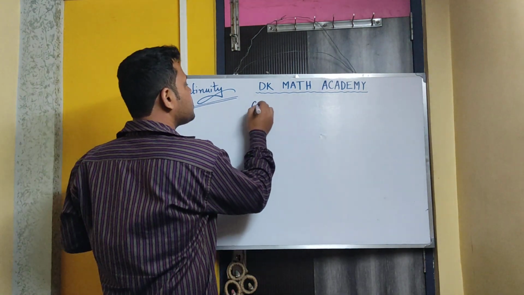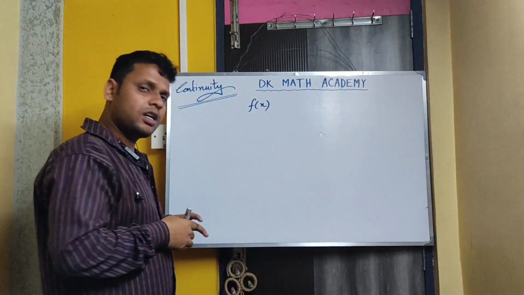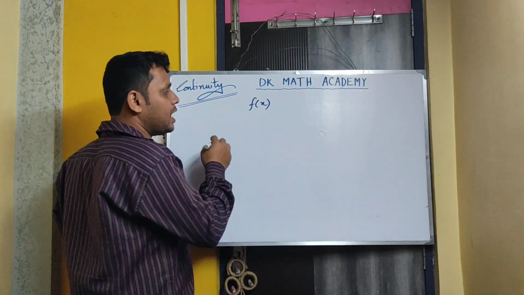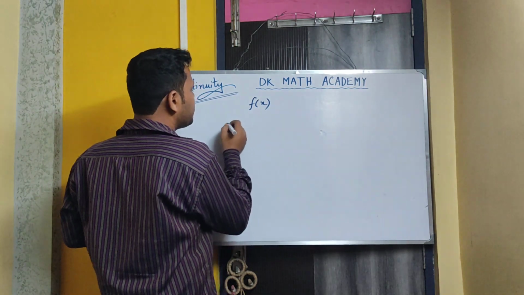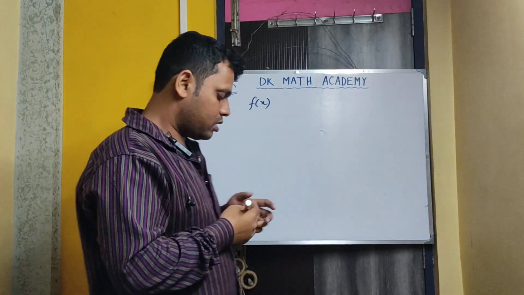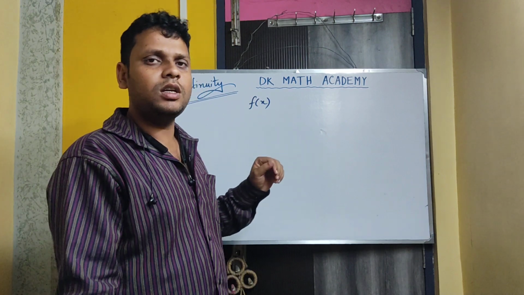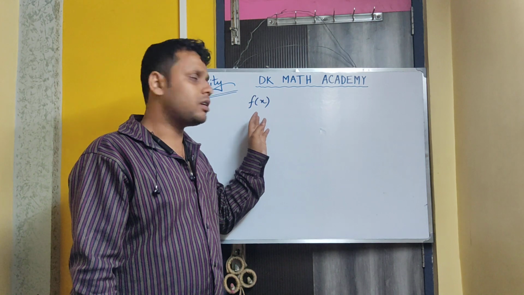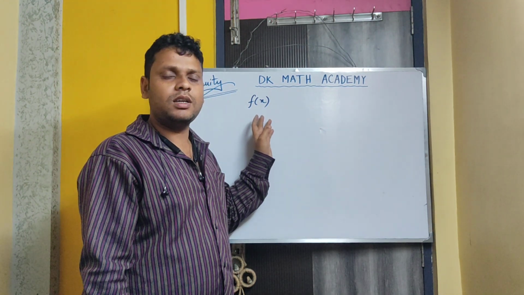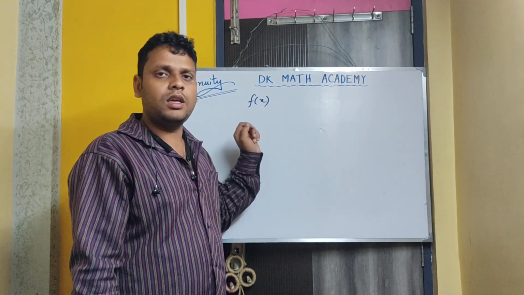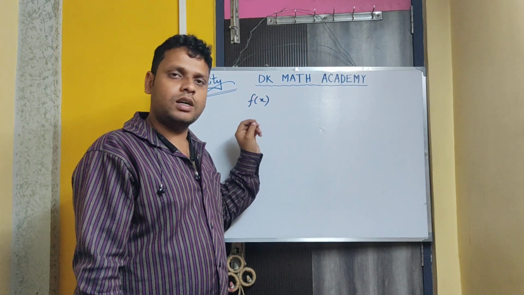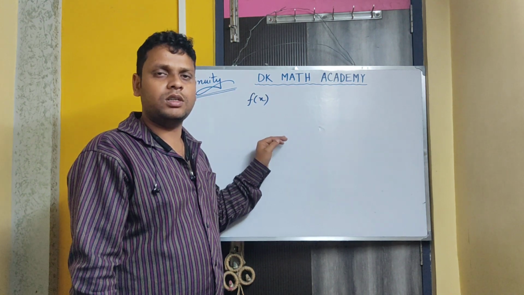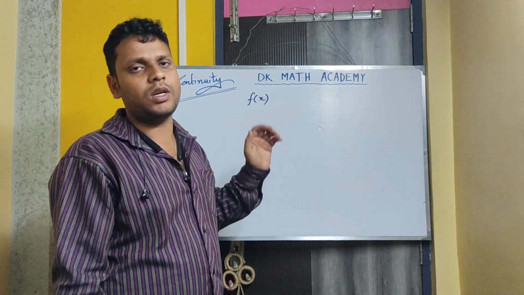Suppose f(x) is a function of single variable x. Now we will say that f(x) is continuous. Actually, in the language of geometry, f(x) is said to be a continuous function at a point x equals a if we can draw the graph of the function without lifting the pen from the board in the neighborhood region of x equals a.